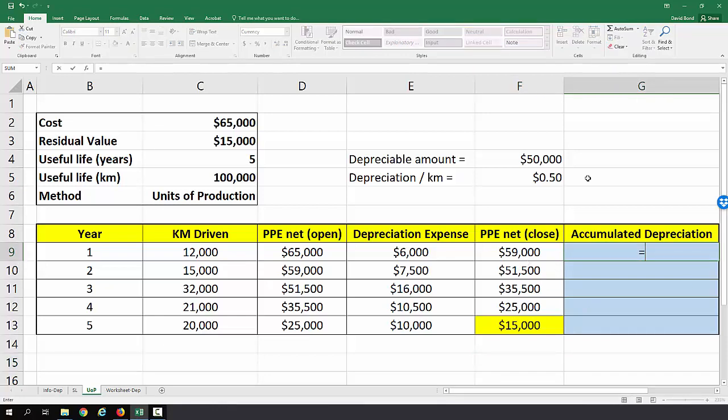Accumulated depreciation works the same. First year, it's obviously just the first year expense, and then it just adds in each subsequent year to it. And again, we end up with $50,000 in accumulated depreciation. So just a quick walk through two different methods for depreciation expense calculations. Again, there are others, but that serves the purpose of what we're trying to get in today's example.